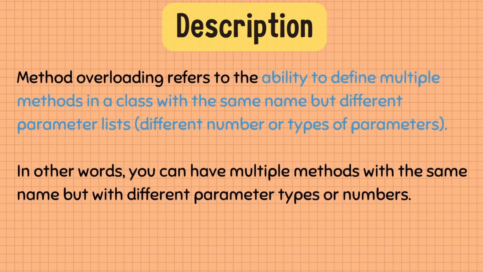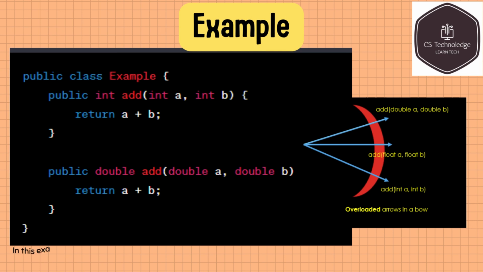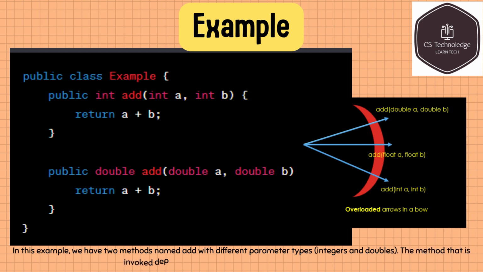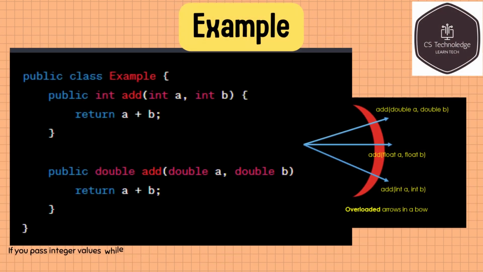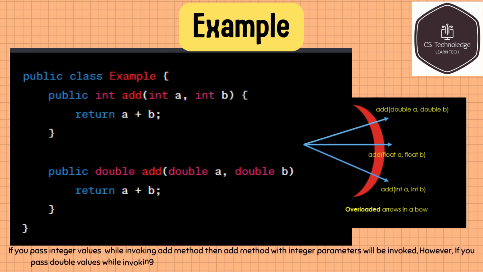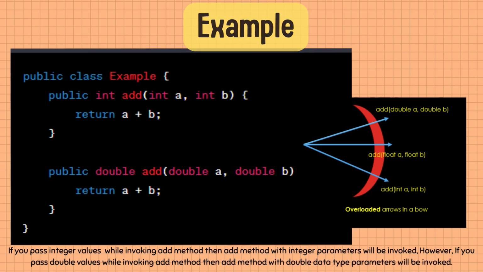Example of method overloading. In this example, we have two methods named add with different parameter types, integers and doubles. The method that is invoked depends on the type and number of arguments passed. If you pass integer values while invoking add method, then add method with integer parameters will be invoked. However, if you pass double values while invoking add method, then add method with double values will be invoked.